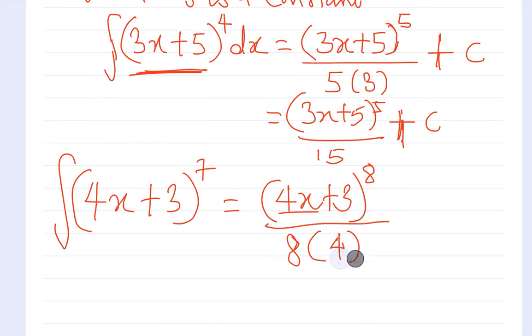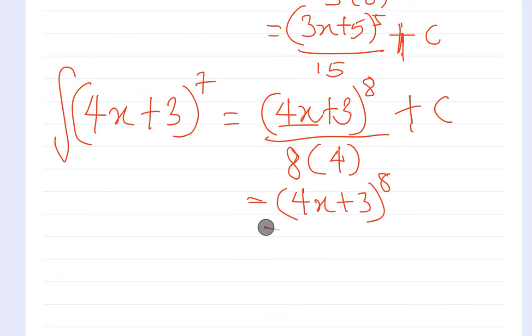That will give you 4. Then plus c. Are you seeing that now? So you just multiply this one and you are done. So that will give us 4x plus 3 raised to power 8, over 8 times 4, which is 32, plus c. You can see.